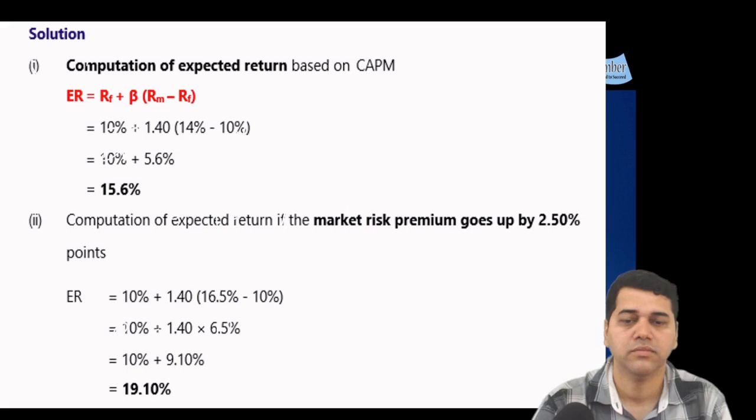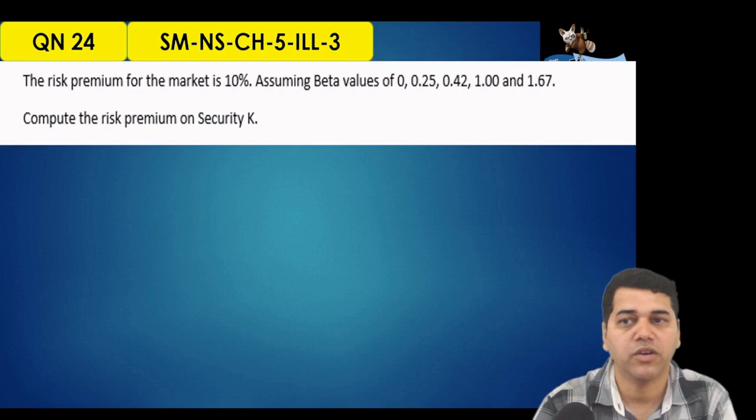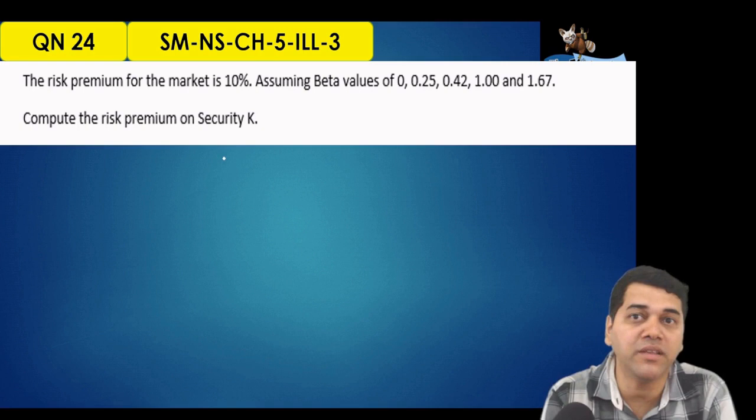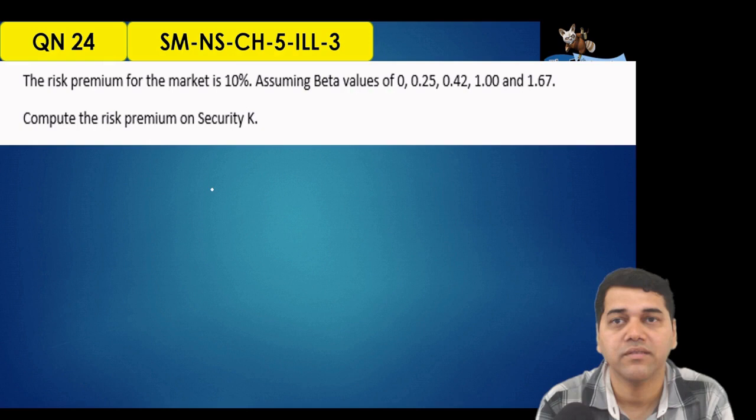Risk premium for the market is 10%. Which risk premium are they talking about? Market risk premium. Assuming beta values of 0.25, 0.42, 1, compute the risk premium on security K. Risk premium on a security is the equity risk premium. What is my RF? What is RF? 0. Not given, means should I assume 2%?